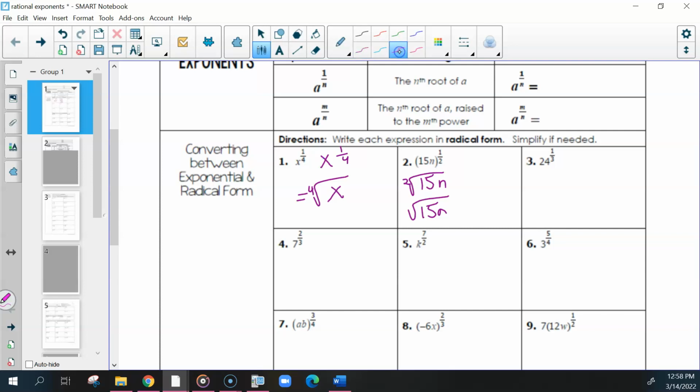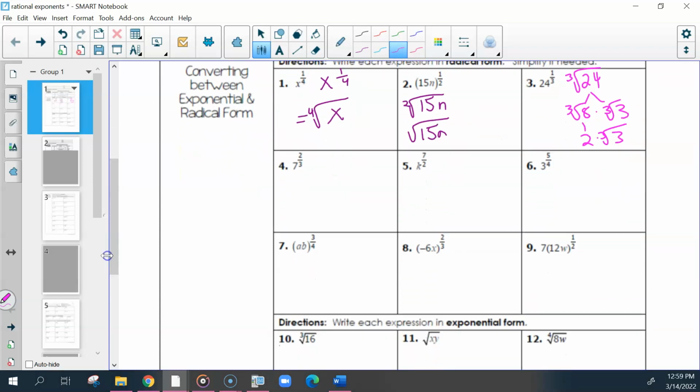Number 3, if we had something like 24 to the 1/3, that would be the cube root of 24. Now we're looking at, can we simplify the cube root of 24? So you have to think back to your perfect cubes. 8 goes into that. The cube root of 8 is 2. So 24 to the 1/3 power is the equivalent of 2 times the cube root of 3. I know logically that doesn't really make sense, but if you work it out and simplify it, it will. Okay, let's do some more.